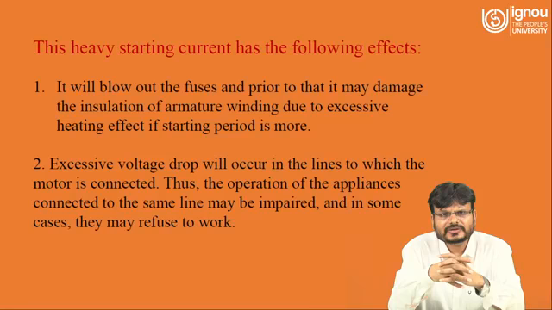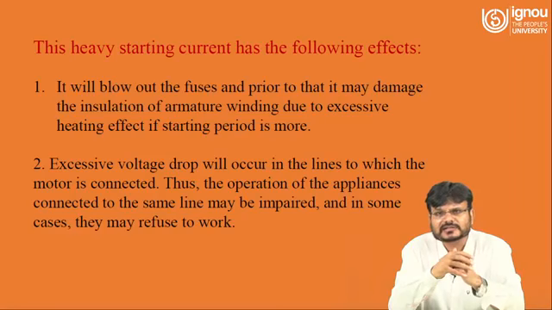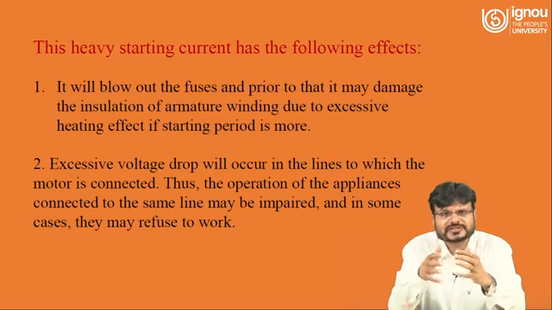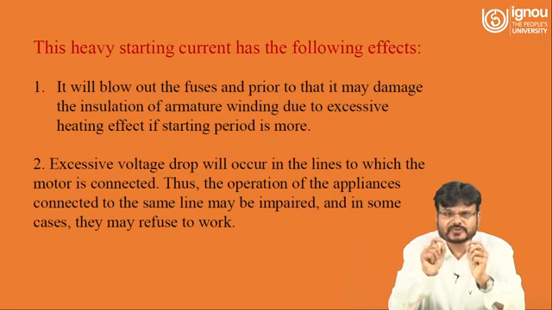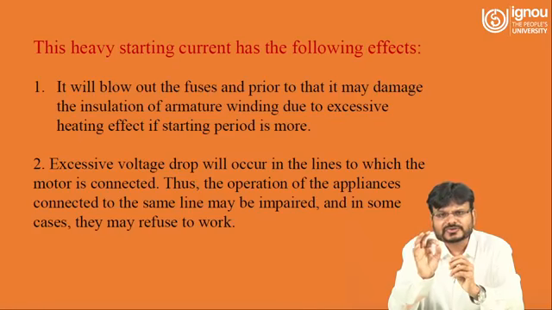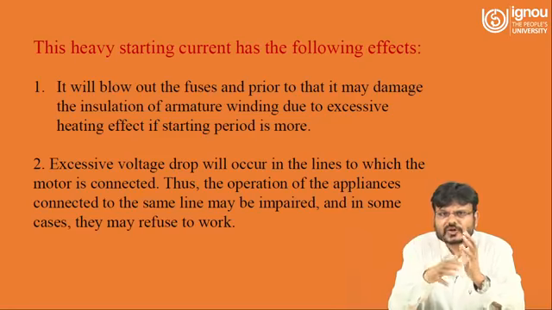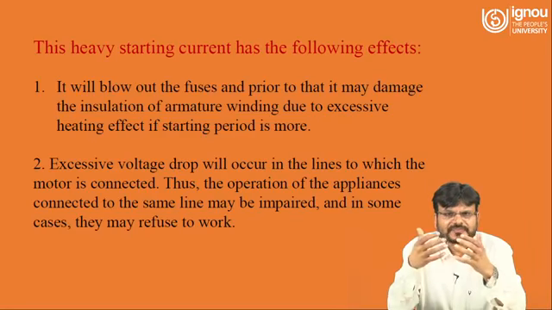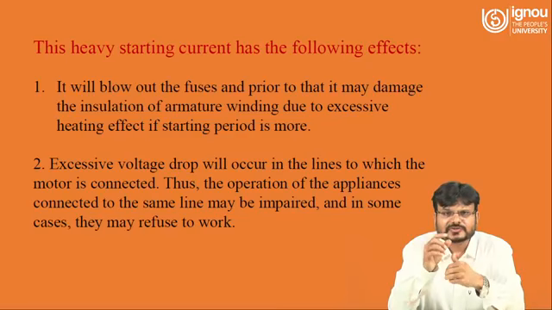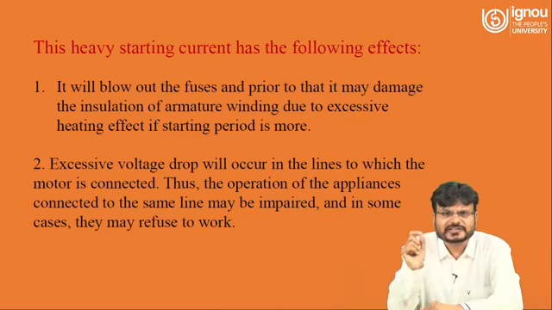The excessive voltage drop will occur in the lines to which the motor is connected. What is the meaning of this? Voltage drop can be understood like V is equal to I into R. Because we are talking about the DC motor, we will only consider the effect of the armature resistance. So voltage drop is V is equal to I into R.